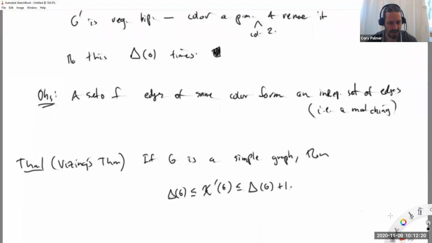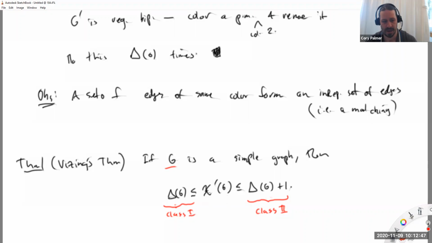Okay, and actually this yields something interesting. Every simple graph can be classified by whether it needs delta plus 1 or delta colors. Every one falls into one of the two categories. And we call these, it's not very creative, class 2 graphs, and these class 1. We won't talk about this much, but you can classify all simple graphs by these two categories.